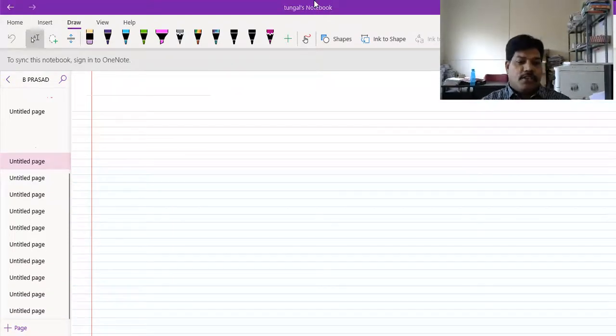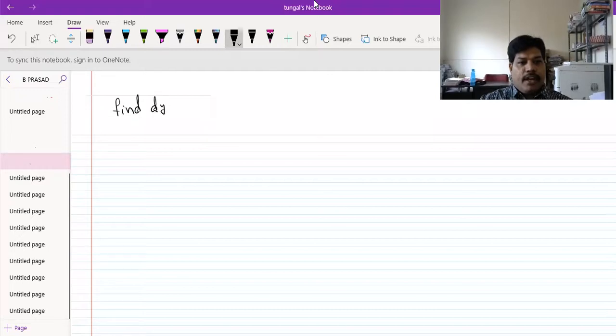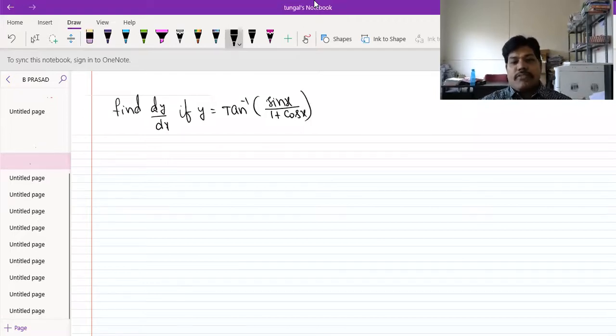See the next question. Find dy by dx, if y is equal to tan inverse of sin x by 1 plus cos x. So how to differentiate this function, students?